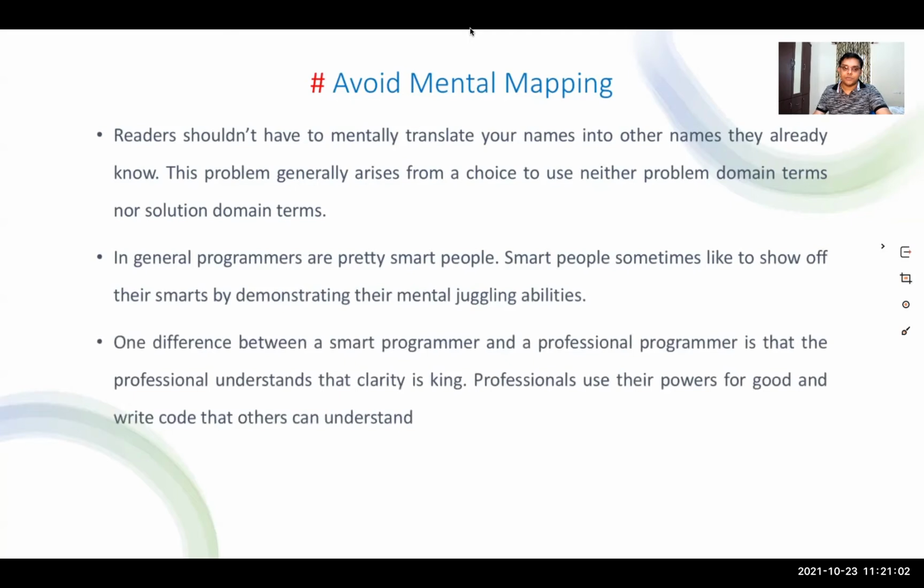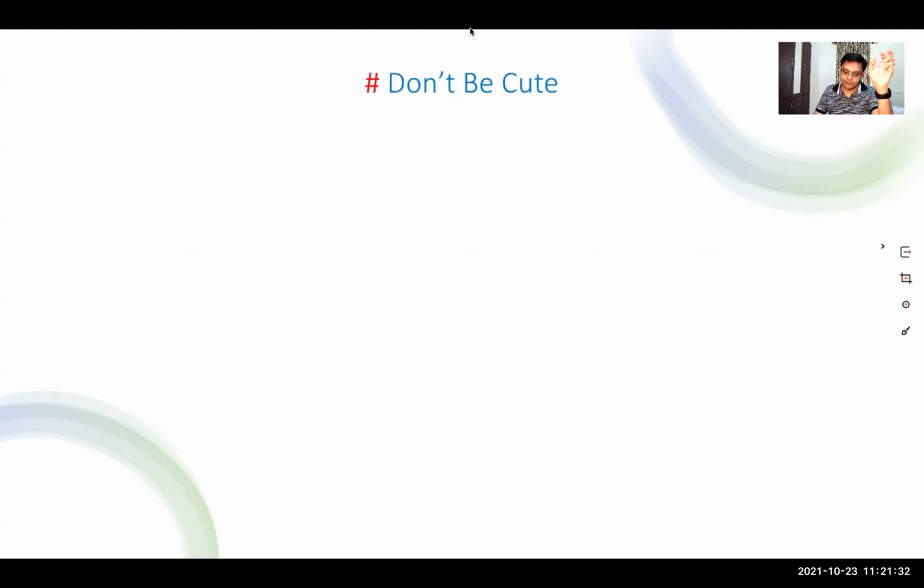So don't try to be smart, actually be professional. Don't think that I'm a very smart programmer who can give a lot of funny names and all those things. Always be a professional programmer, with the professional understanding that clarity is king here. Nothing else. We need to have clarity rather than this kind of funniness.